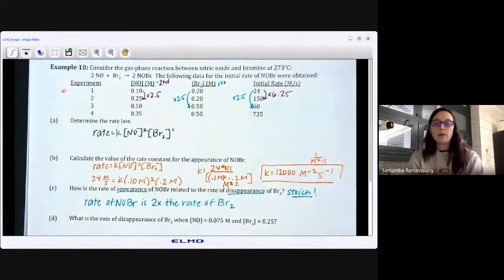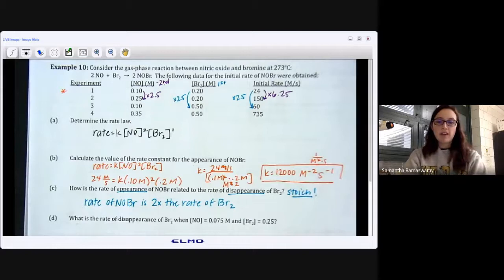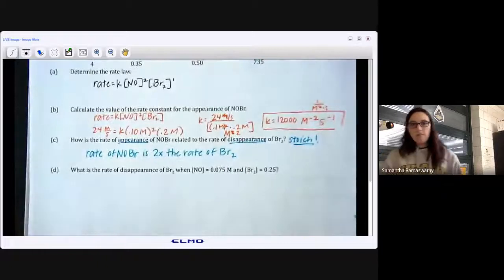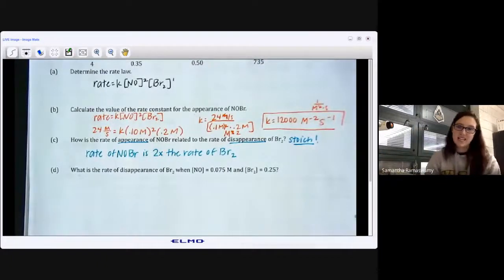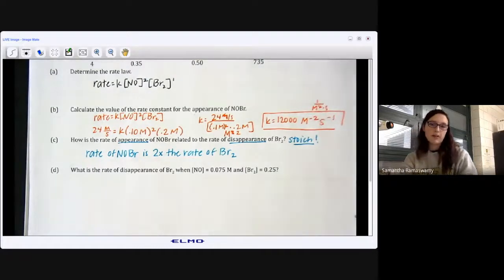Or you could go the other way. Br2 is half the rate of NOBr. Appearance and disappearance means you're looking at stoichiometry. So now part D is taking it one step further. It says, what is the rate of disappearance of Br2 when NO is 0.075 and Br2 is 0.25?